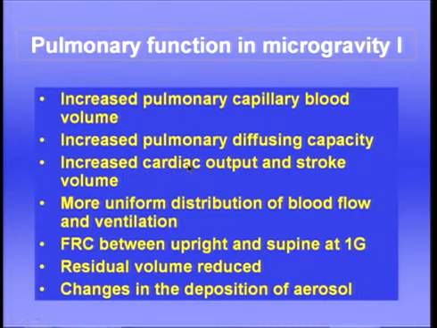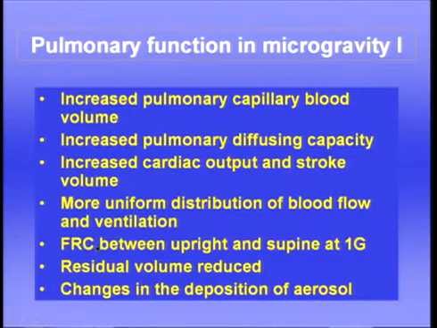We found an increased cardiac output. We're using nitrous oxide rebreathing to measure cardiac output and stroke volume, particularly in the early part of the mission. The distribution of blood flow and ventilation became more uniform, as you might expect, because gravity causes regional inequality, although the changes in ventilation in particular were not dramatic, and there is still some uneven distribution even in weightlessness, because you can't expect the lung to have evolved so that every gas exchanging unit has exactly the same ventilation and blood flow. That's not the case. So there is some maldistribution or uneven distribution in weightlessness.